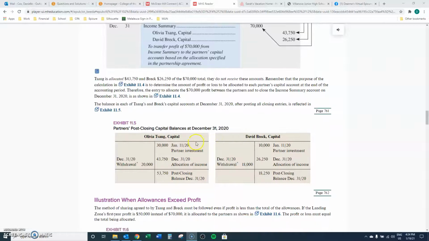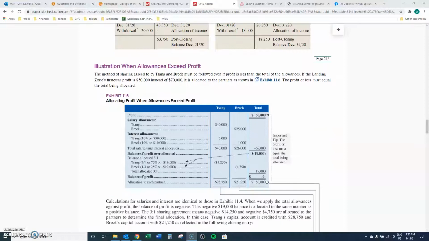So this kind of shows then what's happened. Invested 30, withdrew 20 during the year, allocated from up here 43,750, so their ending balance. And same here, initially put in 10,000, withdrew 18, was allocated 26,250 at the end of the year. It's closing balance. Now, what happens if the allowance exceeds the profit?